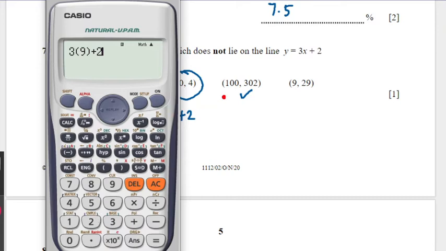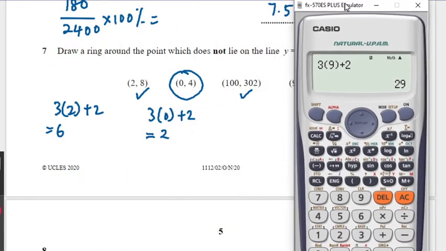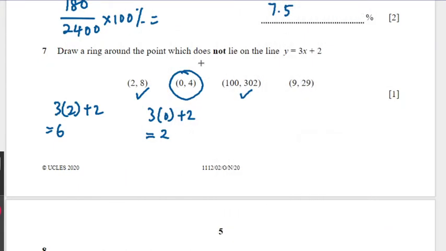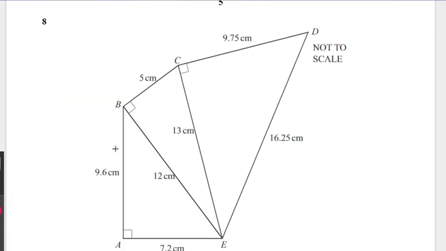And then make sure when I press equal here later on, it should be equal to y, where your y is 29. Okay, let's see. Oh yeah, 29. So only one point there. Only one point does not lie on the line. That's why here is only 1 mark. That's how you check whether that point lies on the equation or not. All right, move on to the next one.